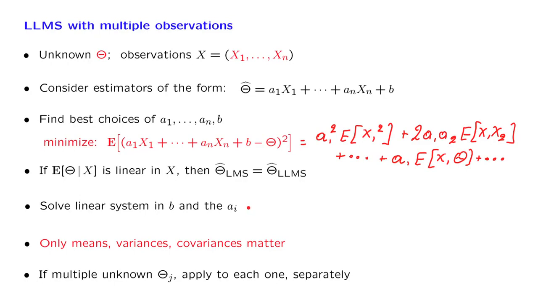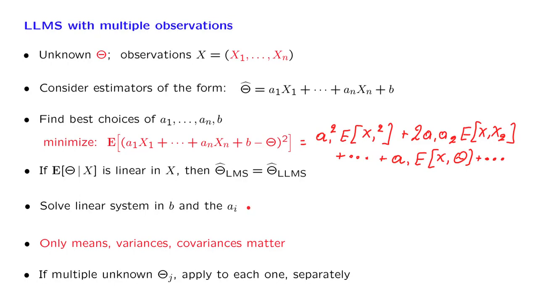Finally, if we do not have just one unknown random variable, but we have multiple random variables that we want to estimate, what should we do? Well, this is pretty simple. You just apply this estimation methodology to each one of the unknown random variables separately.